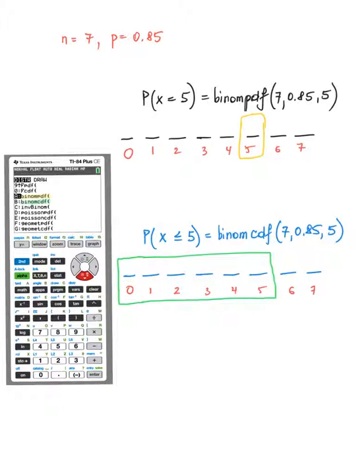Please note that your calculator does not know how to compute probabilities when x is greater than some number. In those cases, we will have to use complement rule and use the binomial CDF to work with those kind of questions. I will demonstrate that shortly.